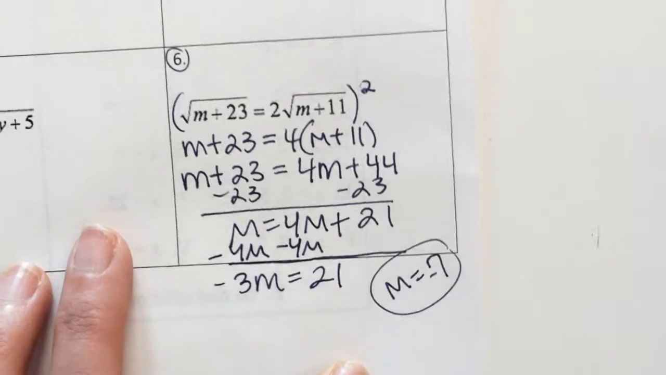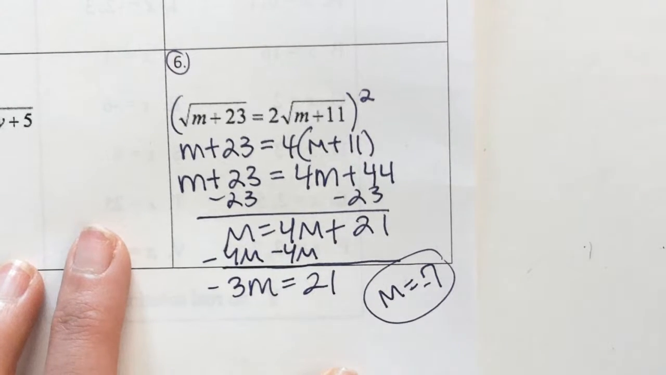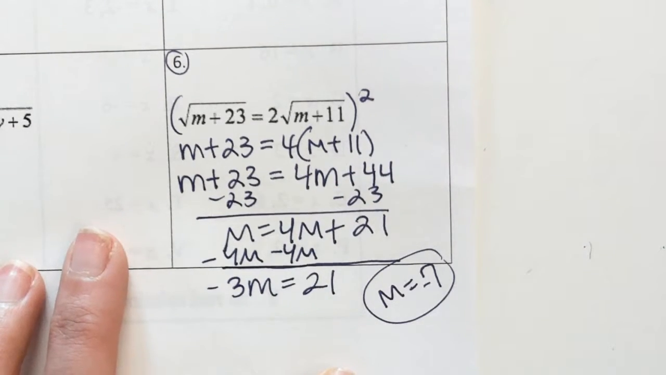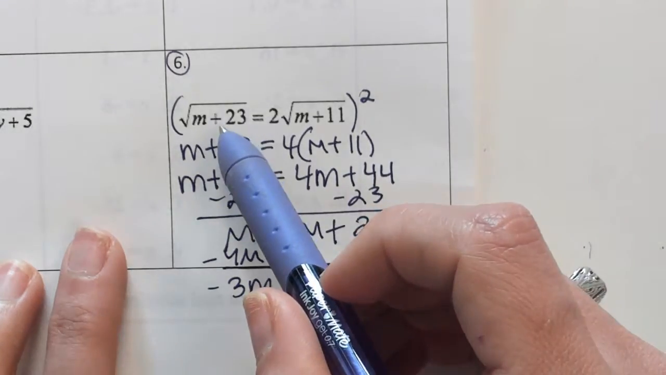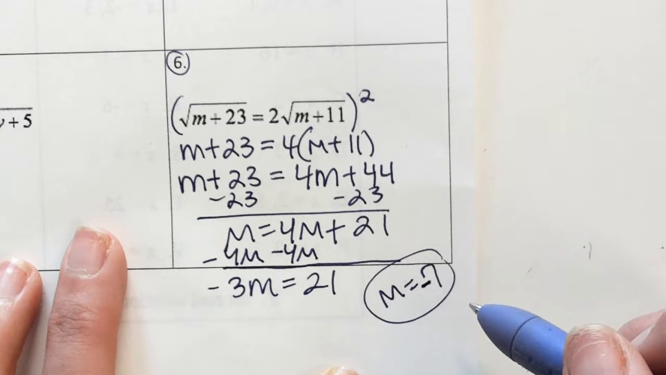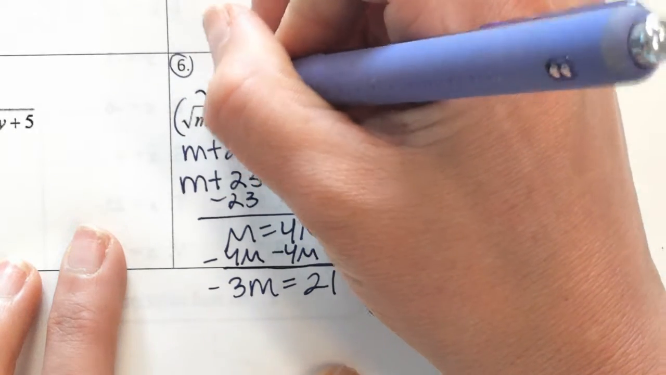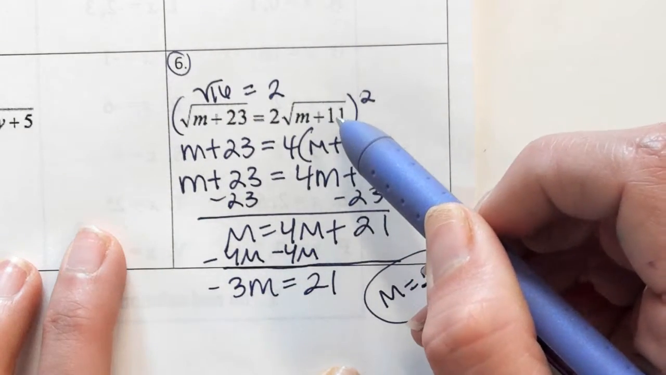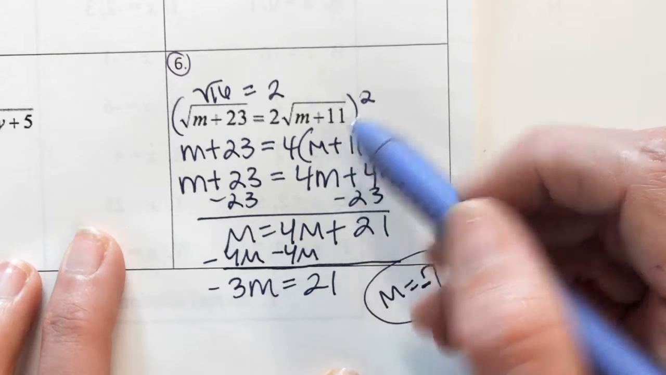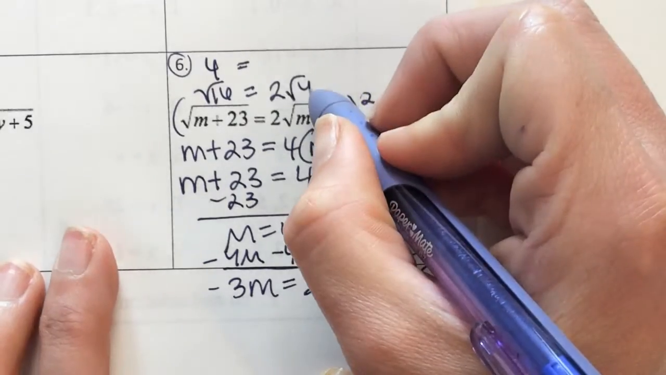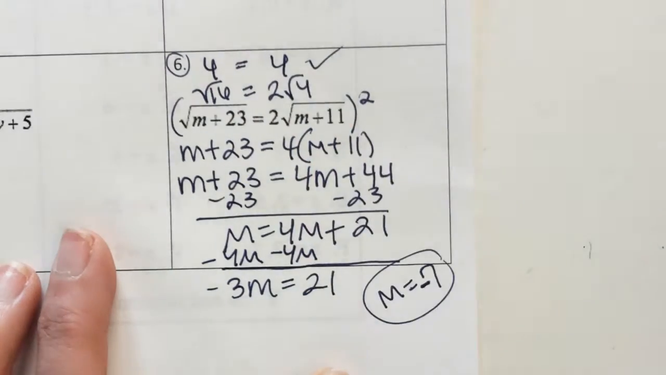Alright, last thing. Remember, we have to check these. You absolutely have to check them because there's one that could be extraneous. So let's do it in our head. What is negative 7 plus 23? Plus 23? Yeah. 30. No. Negative 7 plus 23. Not 30. 16? Okay. So on this side, what is negative 7 plus 11? Alright, so what's square root of 16? What is 2 times the square root of 4? Very good, so it checks out.